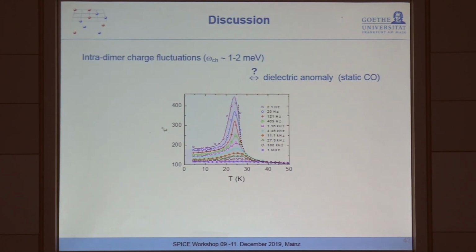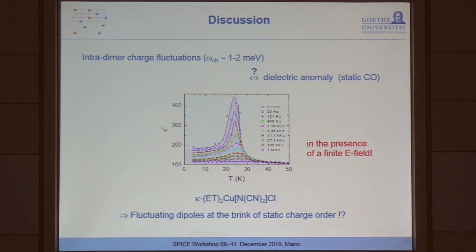So how does this comply with our observation of a static dielectric order, namely the observation of this peak in the dielectric constant? On the one hand, we have fluctuating dimers with this energy, and here we observe something static. How does this go along? The difference in these two experiments is that here we apply a finite electric field. So what we believe is happening is that this system is very close, just on the brink of developing static order, but is still fluctuating, and it requires a field applied from the outside to make this static, to develop ferroelectric order.